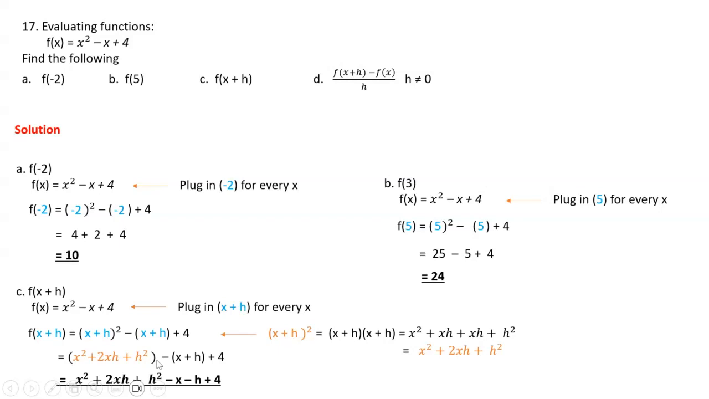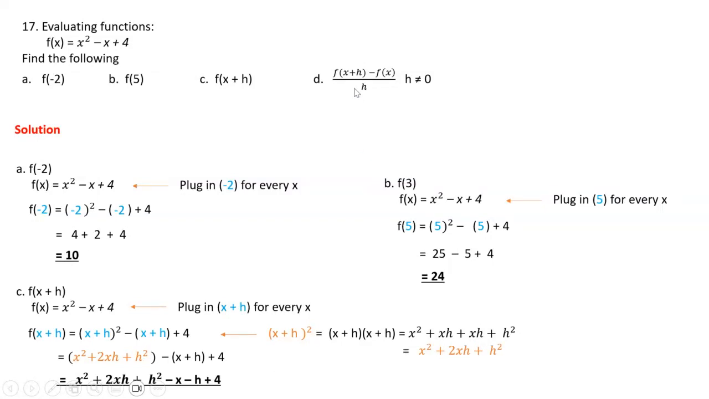Now here, guys, what we do is distribute, right? We bring down the x squared plus 2xh plus h squared. And then the negative gets distributed to the x and the h. So negative 1 times x gives us negative x, and negative 1 times h gives us negative h. And then we bring down the 4. So this is my result.